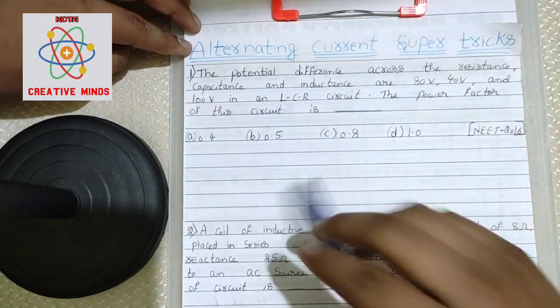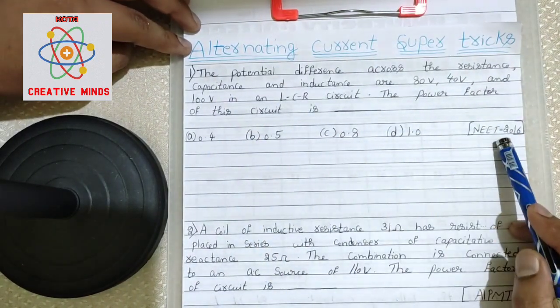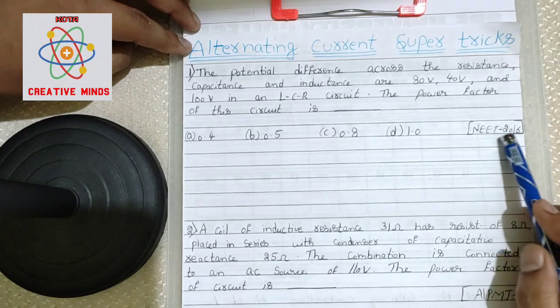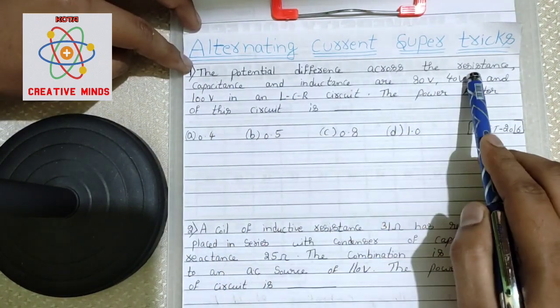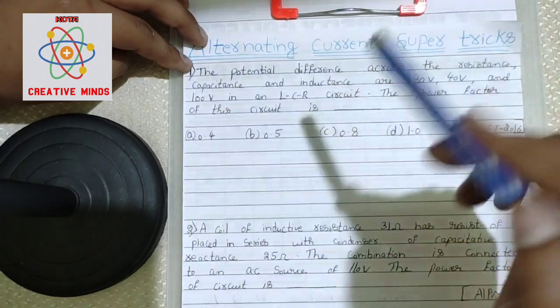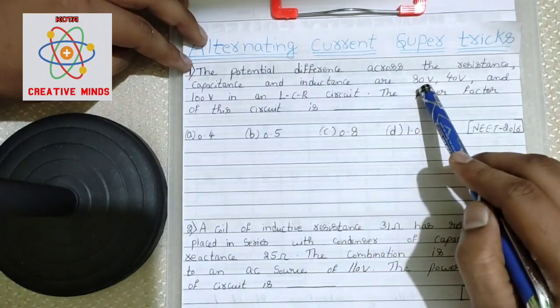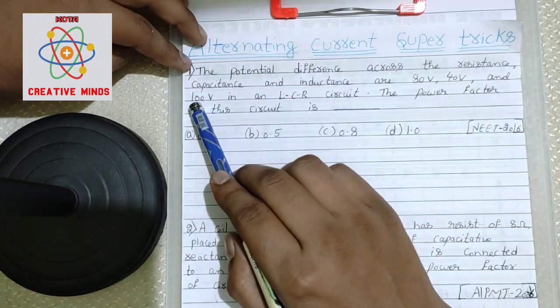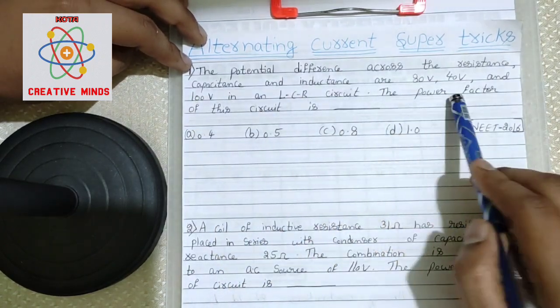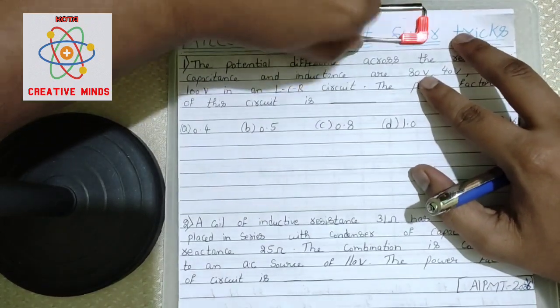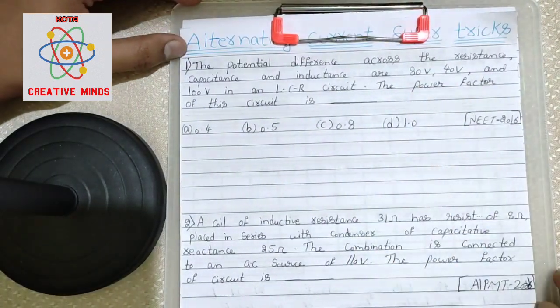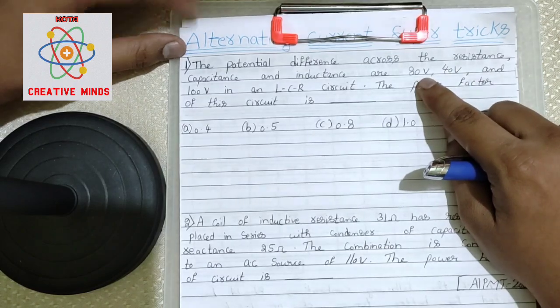Okay, now the first problem. This problem has come from NEET 2016, phase 2. The potential differences across the resistance, capacitance and inductance are 80 volts, 40 volts and 100 volts in an LCR circuit. The power factor of the circuit. Now we have to find the power factor. Observe, they have given resistance 80 volts.